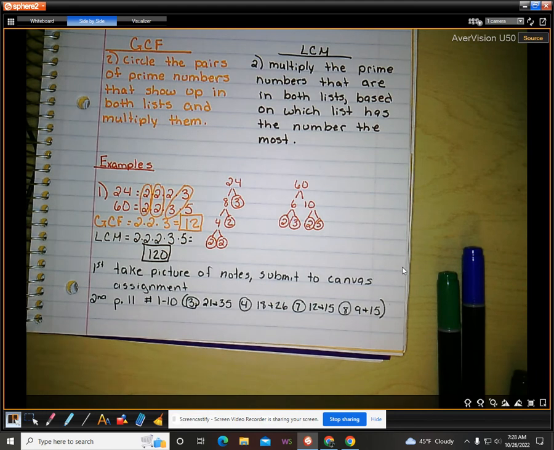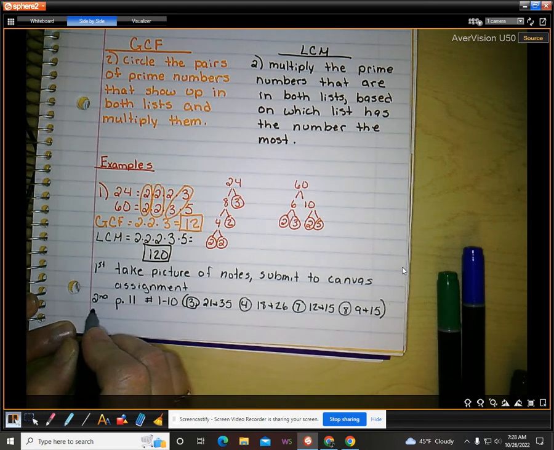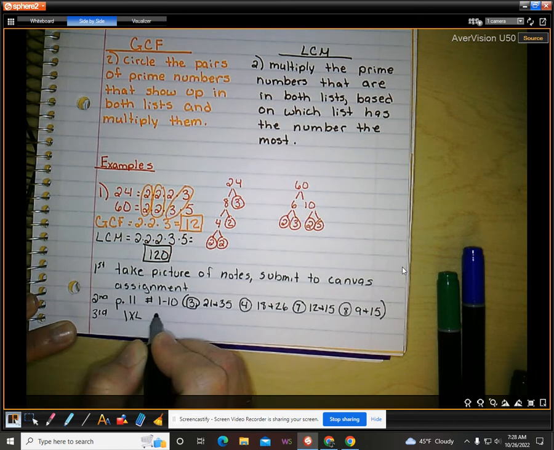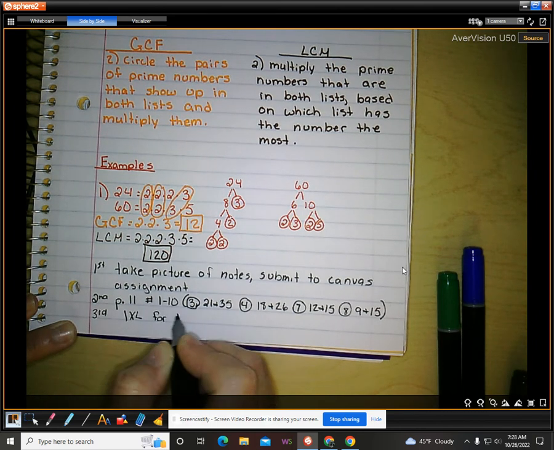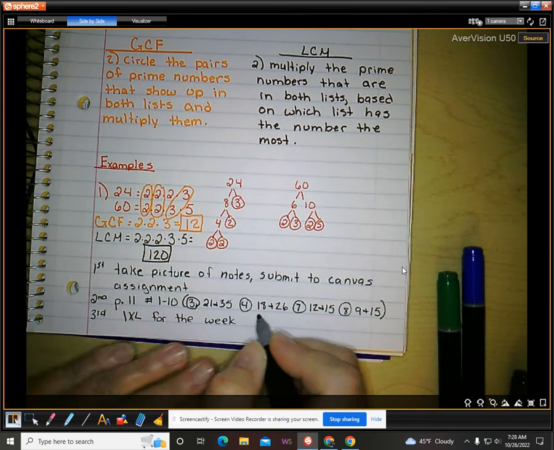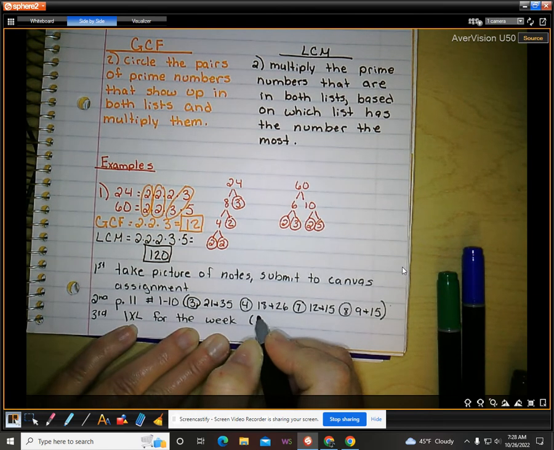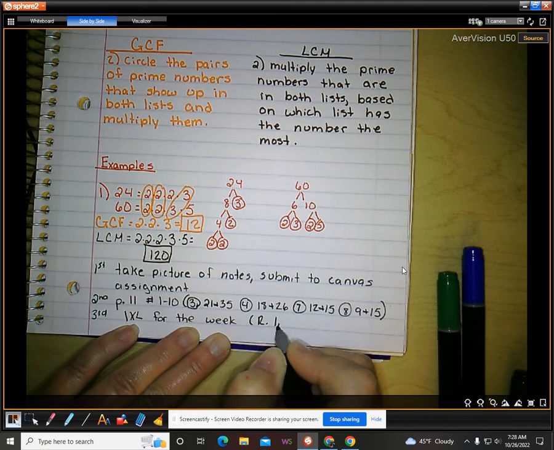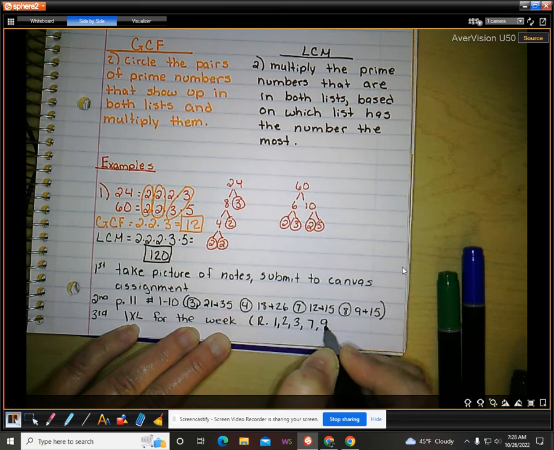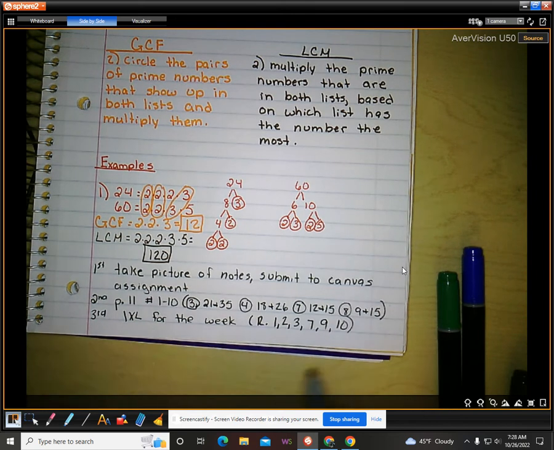And then if you finish both of those, the last thing you can work on is IXL for the week. Okay, and those were all in the R. You have R1, 2, 3, 7, 9, and 10. And then also make sure your warm-up is all done for today.